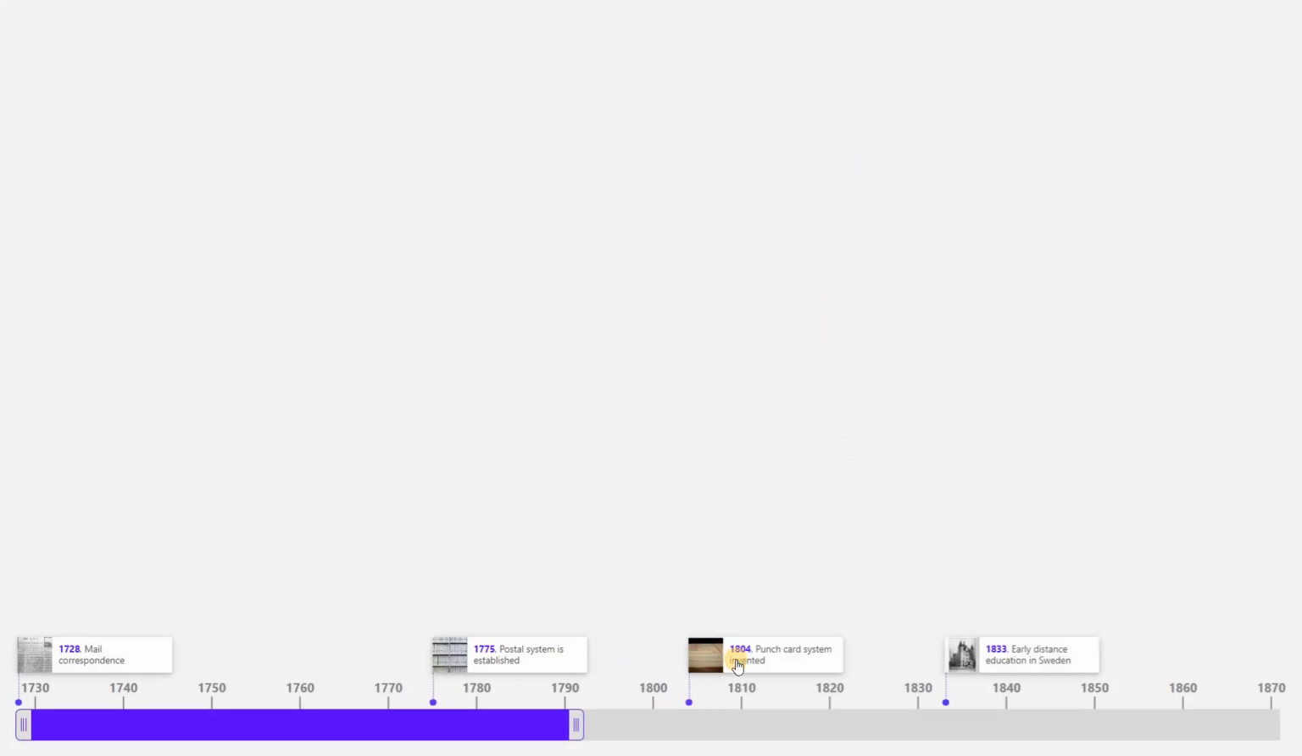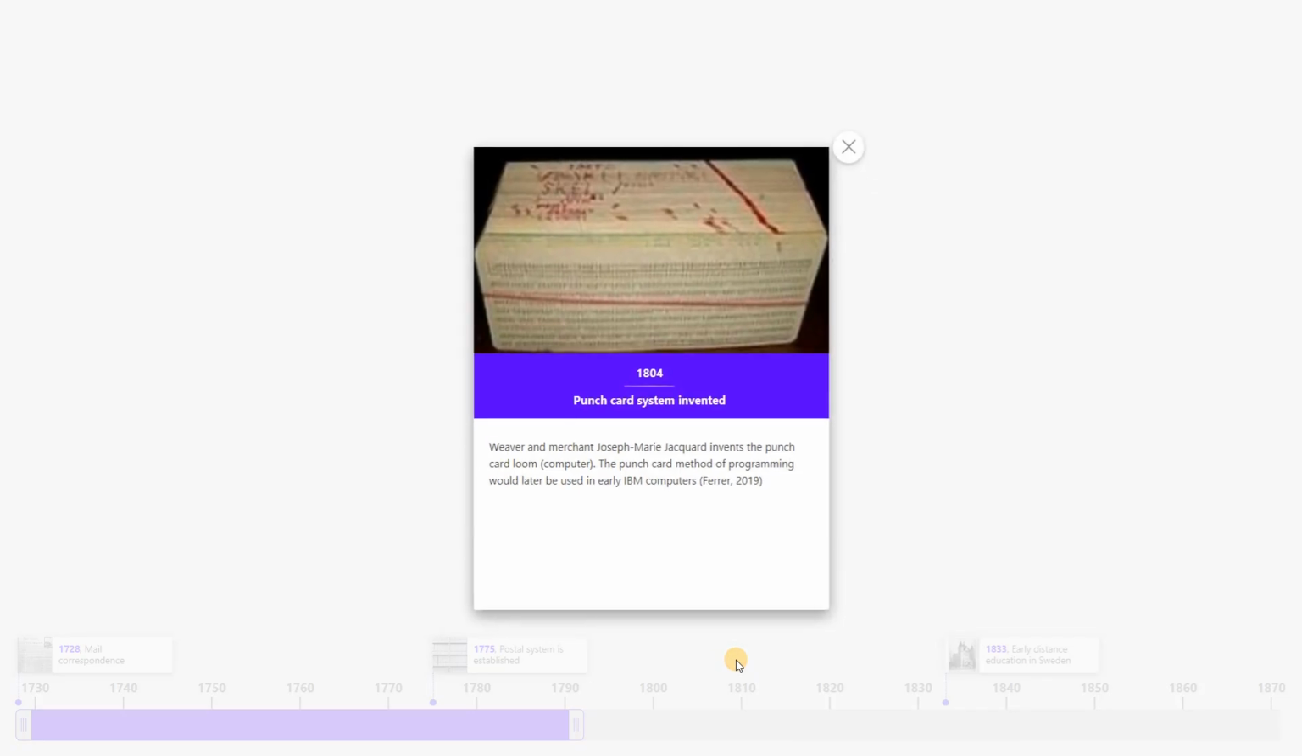Now let's move to 1804 with the invention of punch cards by Joseph Marie Jacquard. You may be wondering, how is this related to e-learning? Well, this technology was the beginning of automating information processing, laying the groundwork for using computers in distance learning. It was like placing the first cornerstone for e-learning.